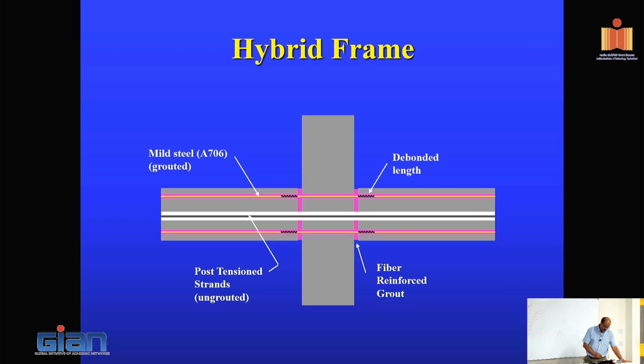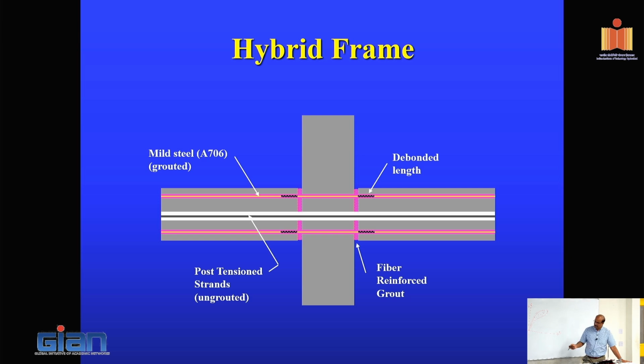This is what I show as a hybrid frame, where the column is continuous, but the beam has basically a bay length. This is a post-tensioning that was run from one end to the other to hold everything together. And they put mild steel reinforcement in the hybrid frame, and the purpose of that is to cause the energy dissipation that we are looking for.